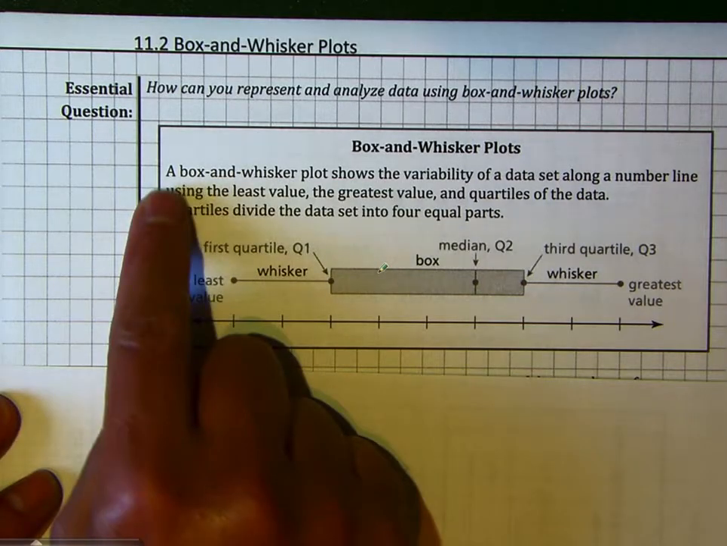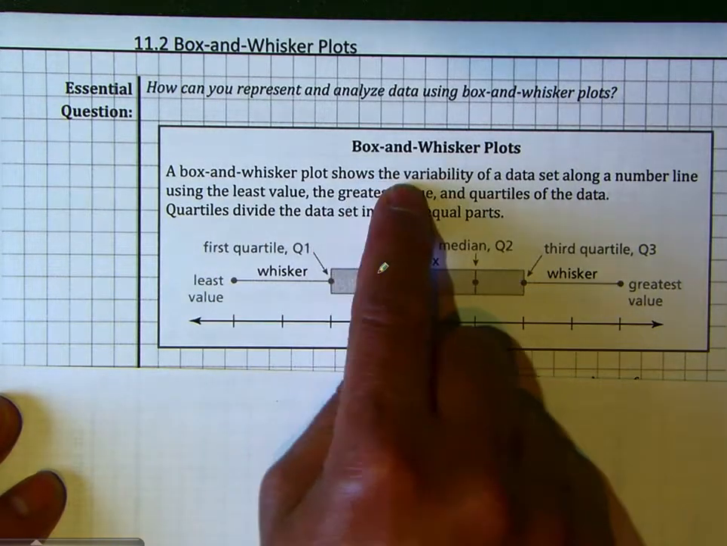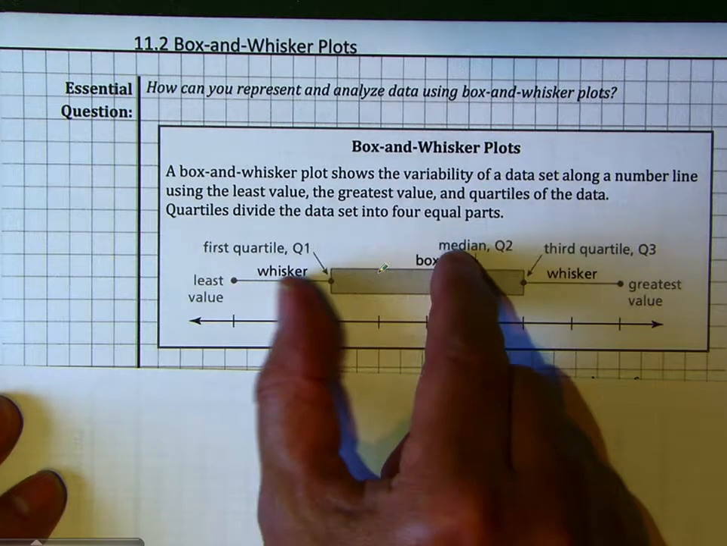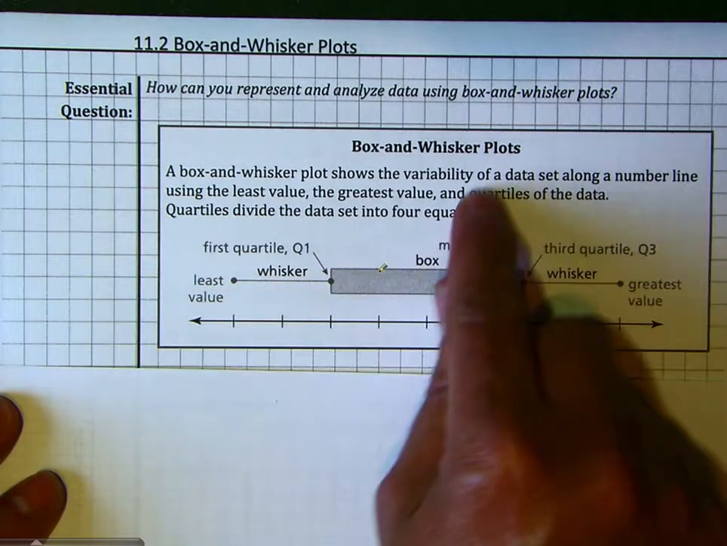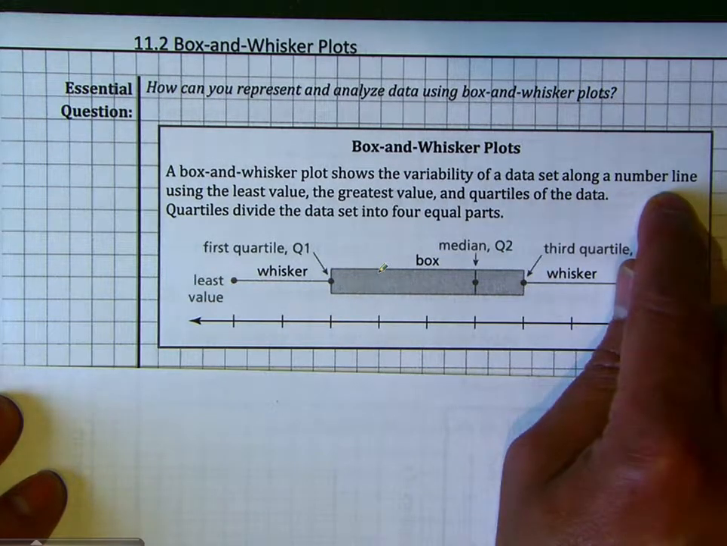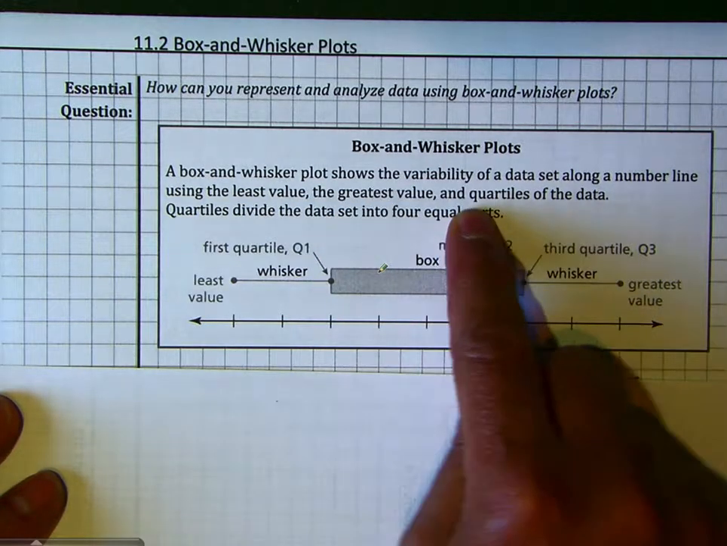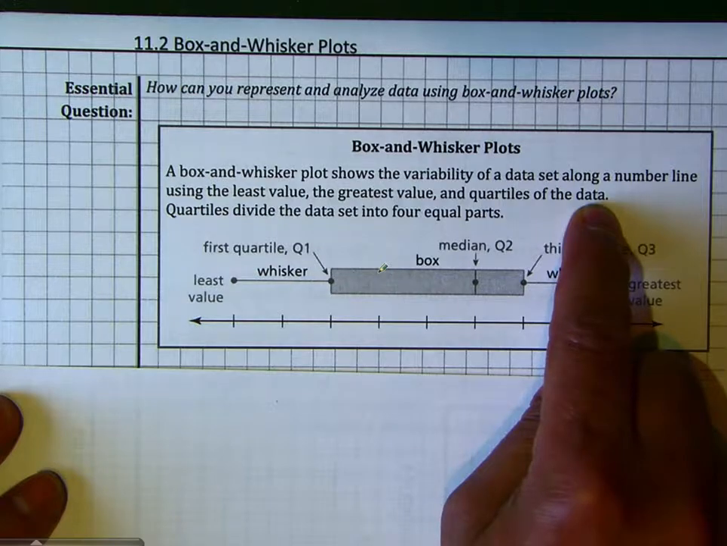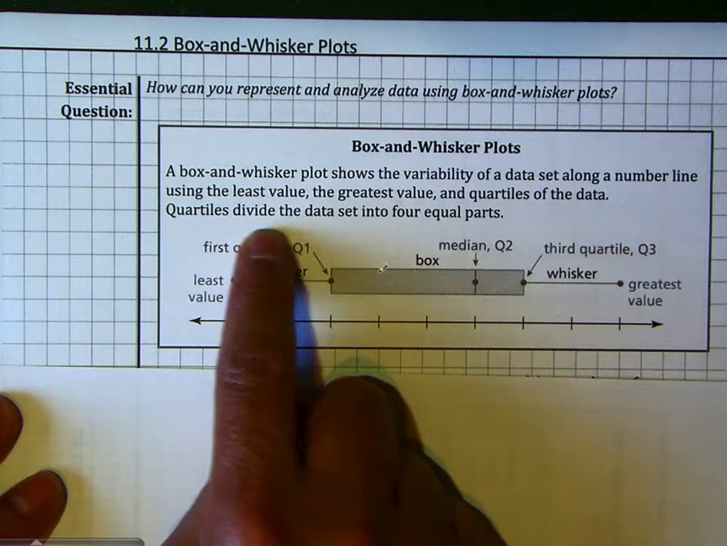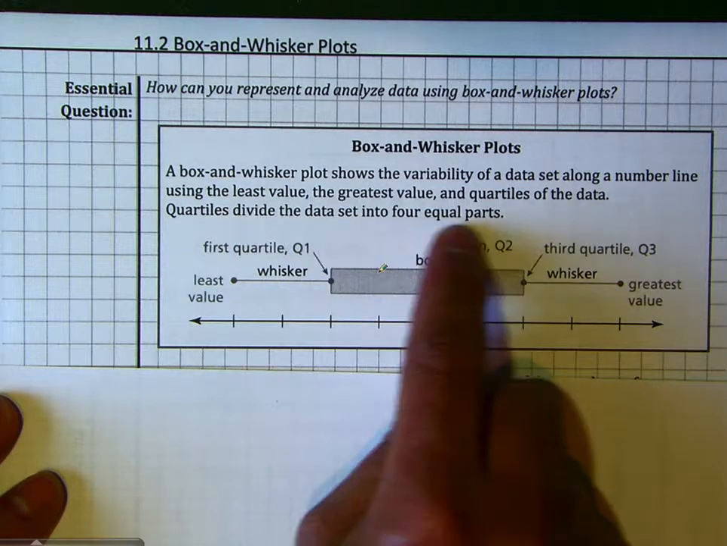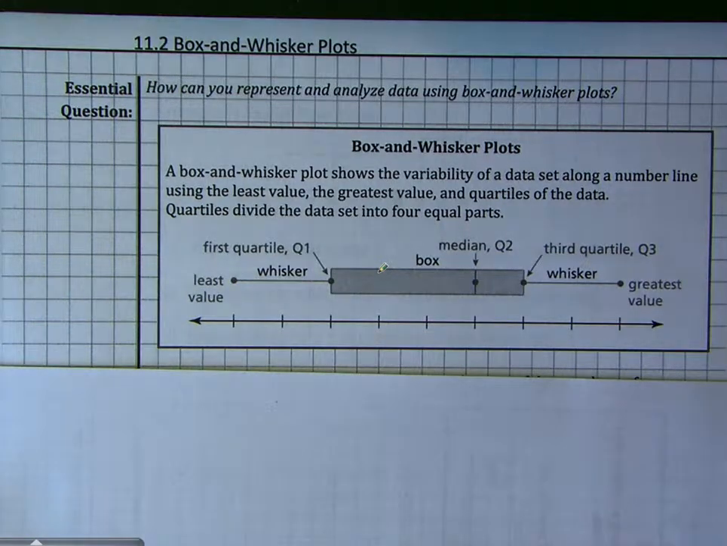Excellent. So in this case, a box and whisker plot shows the variability, so how does the data vary, of a data set along a number line? We're going to be using the least value, the greatest value, and what we call quartiles of the data. Quartiles of the data divide the data set into 4 equal parts. So that is something that you want to keep in mind, that your data is going to be divided in 4 equal parts.